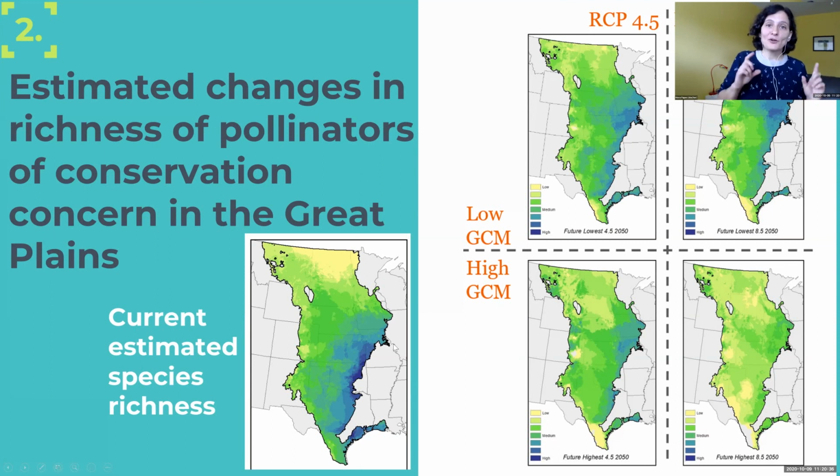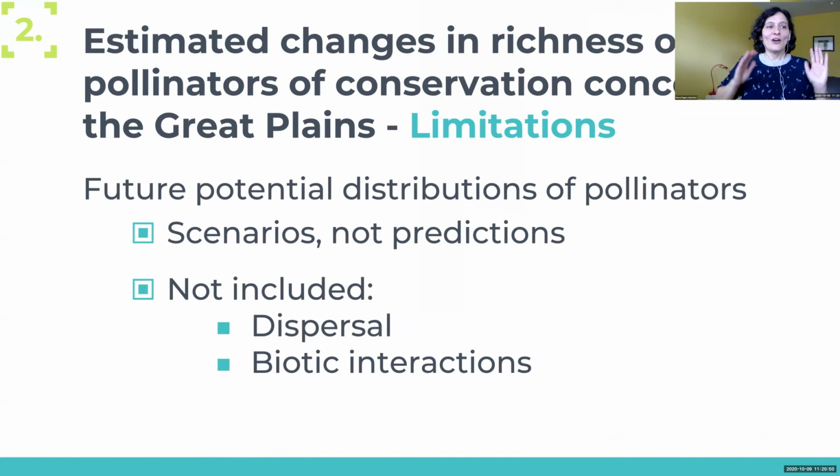But number of species doesn't account for shifts. So it might be different species or a reassembly of communities of pollinators, and in this case it's just pollinators of conservation concern.